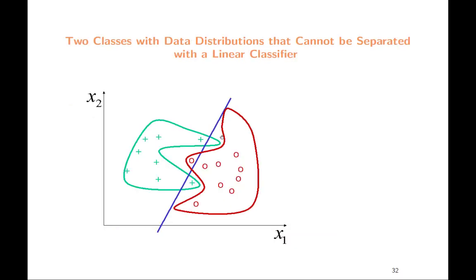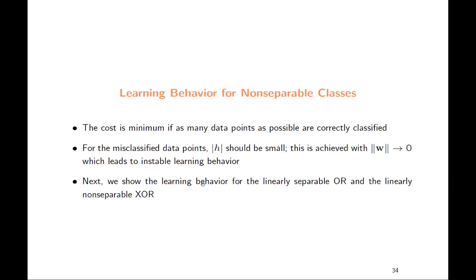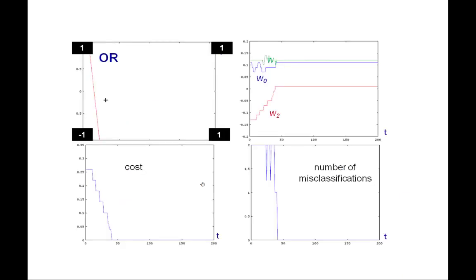This is a nonlinear classification problem, which cannot be separated by a linearly separating hyperplane, at least if you don't do a basis function transformation, which we will discuss next. And the behavior of the perceptron is even sort of unstable. This is the classical example, the XOR problem, which cannot be solved. There's no way you can put a line here which separates the green from the red. So it's even unstable.